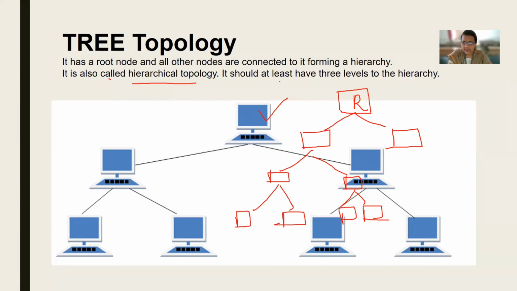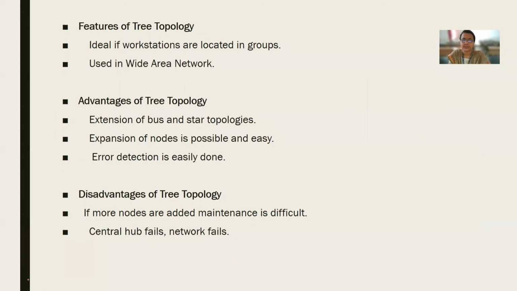It should have at least 3 levels in the hierarchy. See, this is level 0, level 1, level 2, or otherwise it can start from level 1, 2, 3. Levels come from the top. If you are asked about the levels, don't just say this is level 1, level 2, level 3. Level has to start from the root node. So that will be level 0 or level 1, then level 2, like that. This type of architecture is called the tree.